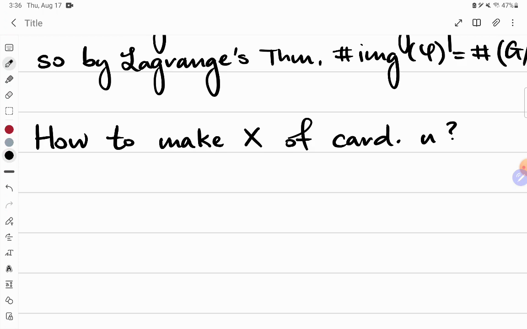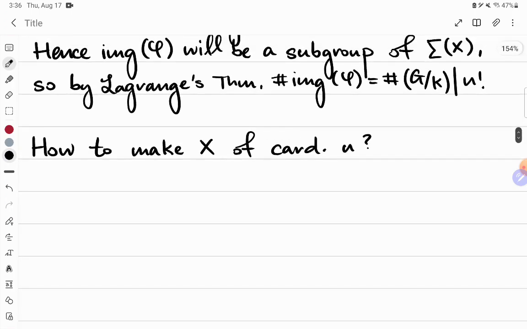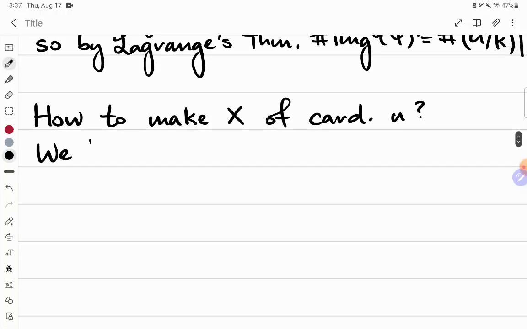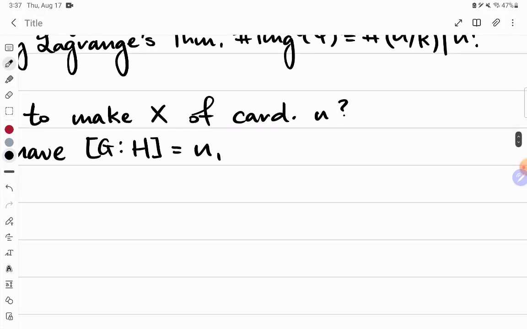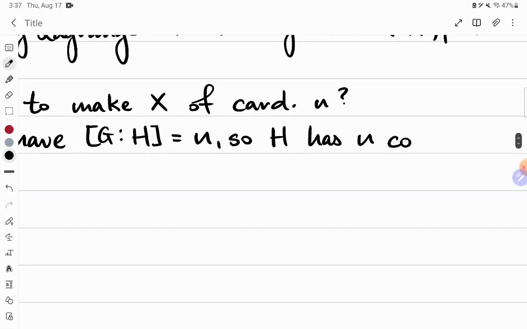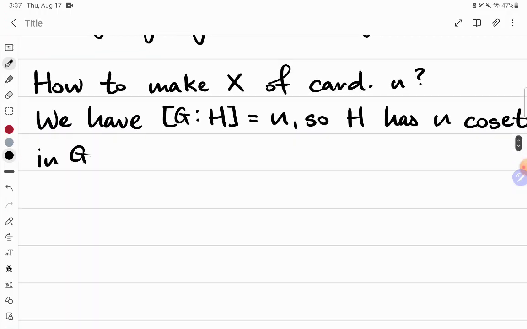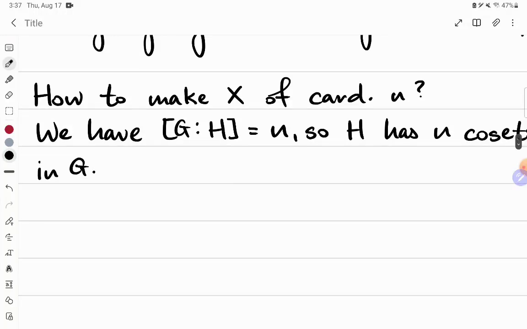Right, so how do we make this set X of cardinality n? Well, where does this n originally come from in our problem? Let's remember that this is because we have a subgroup of index n. So we have this to be true, and by definition, H has n cosets in G. Okay, so we can take a cardinality n set to be the cosets of H.